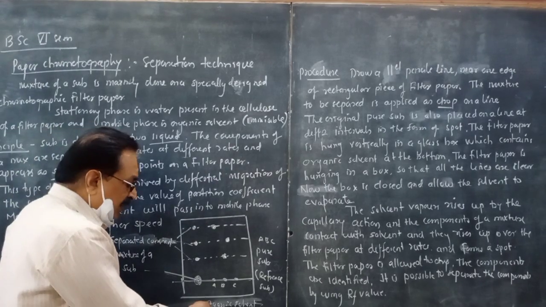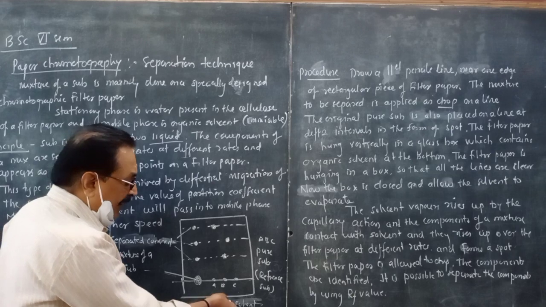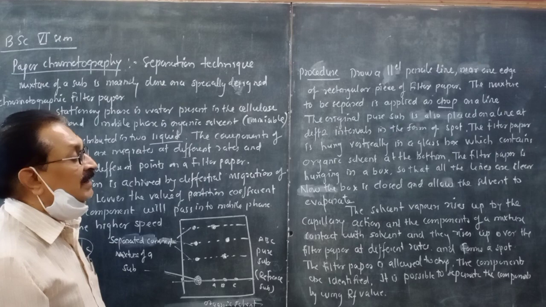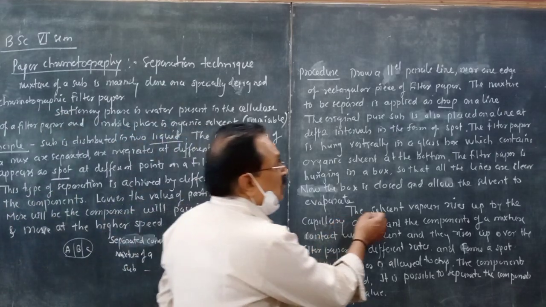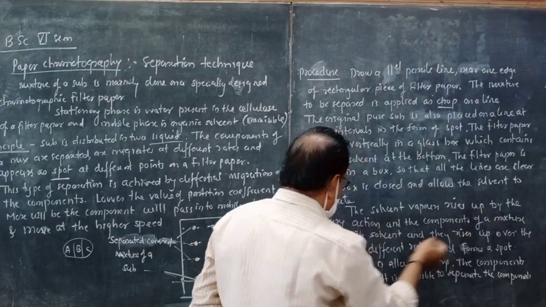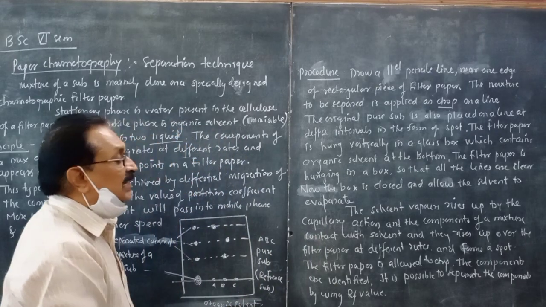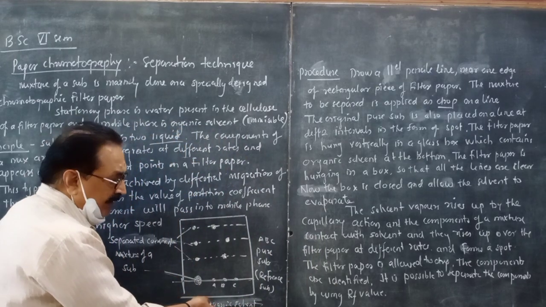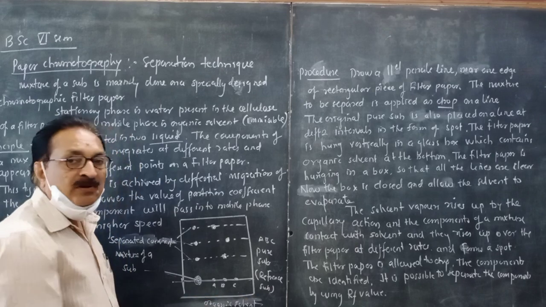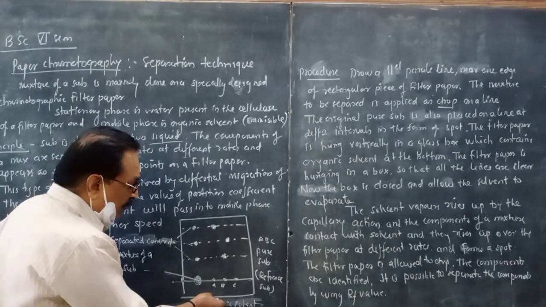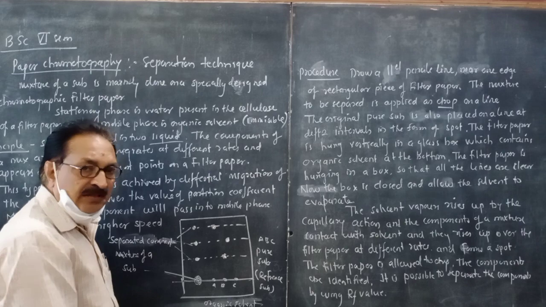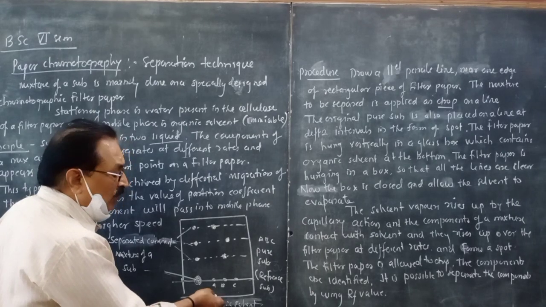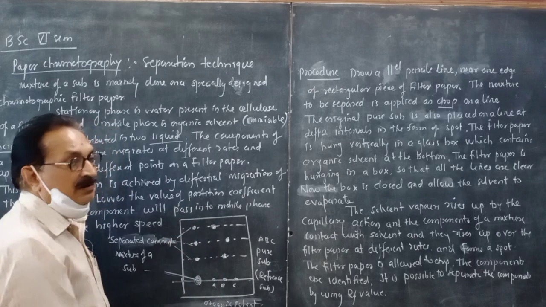What happens here? The organic solvent vaporizes, and the vapors come in contact with the filter paper. The solvent vapors rise up by capillary action. With the help of capillary action, the solvent starts to move upwards along the filter paper.